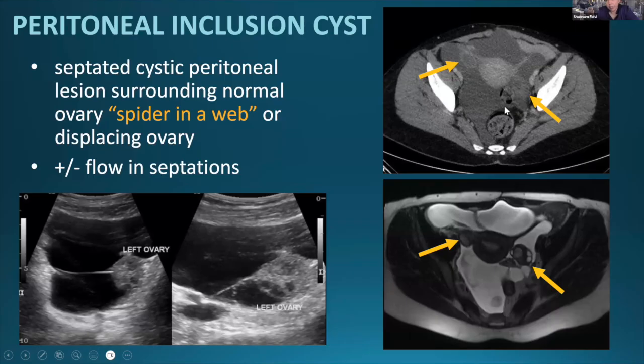Here on this axial contrast enhanced CT through the pelvis, here's the uterus, right ovary, left ovary, and again, you can see septated ascites within the pelvis. You can see the internal architecture much better on this axial T2 weighted image. Here's the uterus, left ovary, right ovary. Here's the septated cystic peritoneal lesion, and the ovaries are kind of suspended within this lesion. This is what is called a spider in a web appearance, if you can imagine that. Like this is the spider suspended within the web.